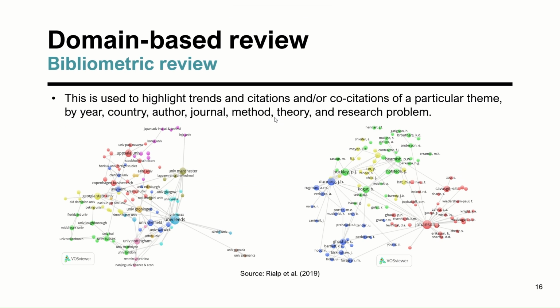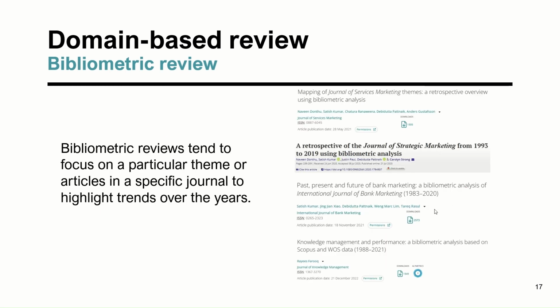There is yet another form that's called bibliometric reviews, which is primarily intended at highlighting trends: what are citations, how are the authors and co-authors linked across papers in terms of collaborations, the country level details, the theories or research problems that have been studied. You will see some of these depictions in some of the bibliometric reviews. There are a few that I've actually put here for your reference.